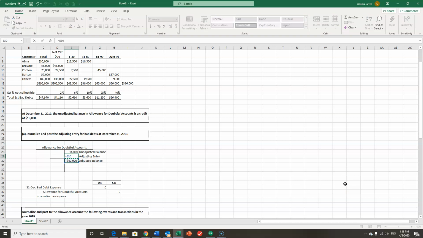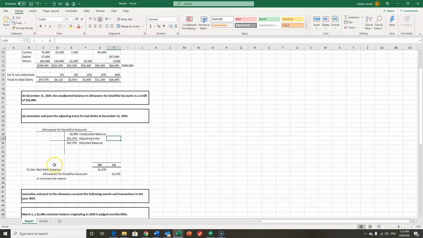That's a subtraction problem. 31,970 is the number. You can just do that on your calculator. I subtracted the unadjusted balance from the adjusted balance. The difference is the entry. And you can double check by adding 16,000 and 31,970 to get this ending balance. This is the adjustment: debit to bad debt expense, credit to allowance for doubtful accounts for the amount of the adjusting entry that we came up with.